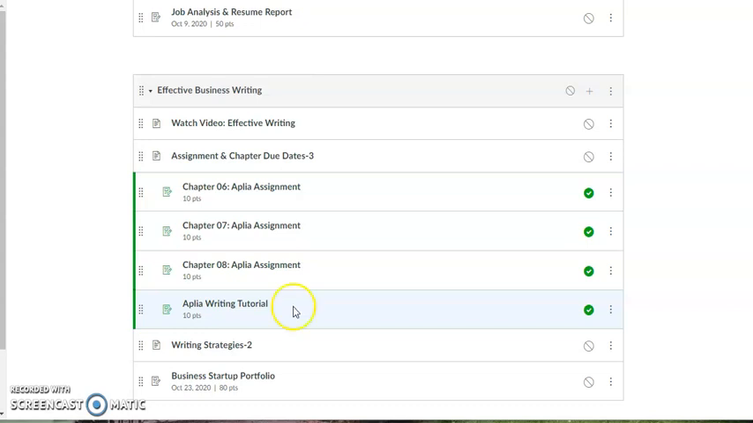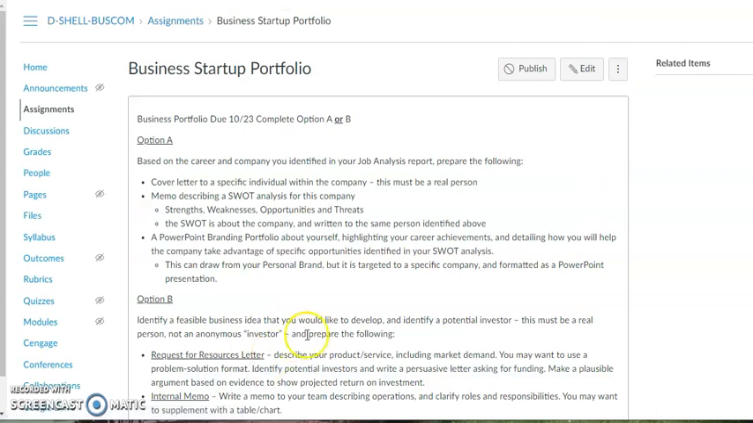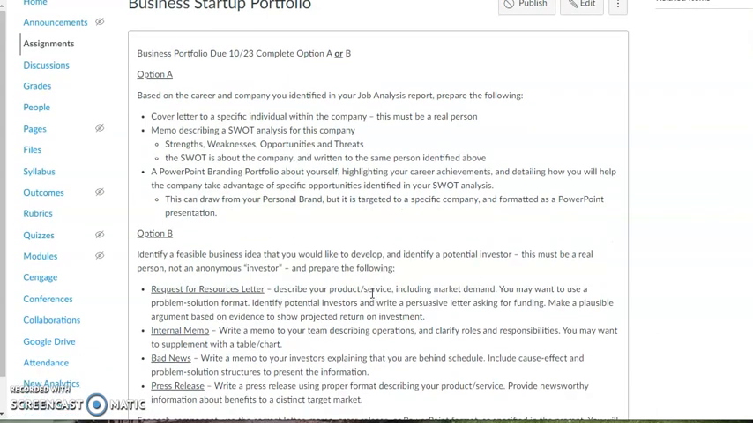Our assignment is going to be creating a business portfolio. And you have a little bit of leeway or flexibility with this. So I'm going to go ahead and open up the assignment down here. And what you're looking at now are two different options for creating your portfolio, option A or option B.